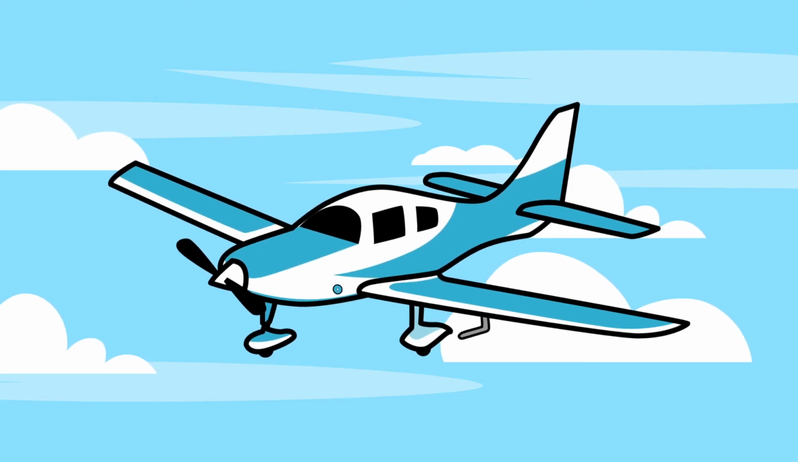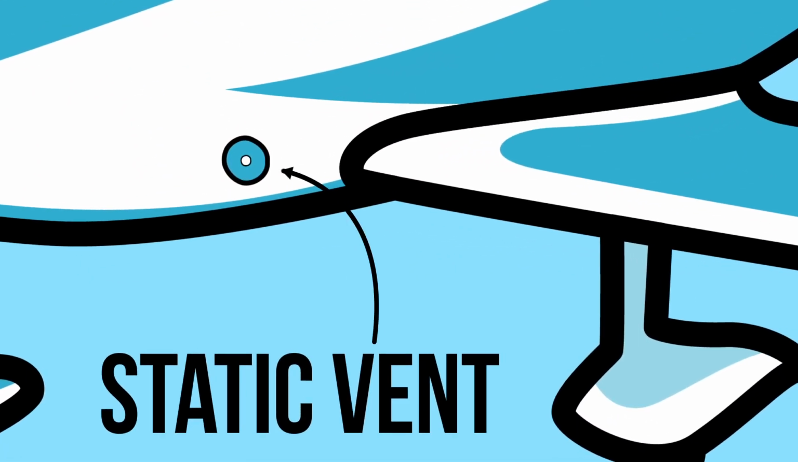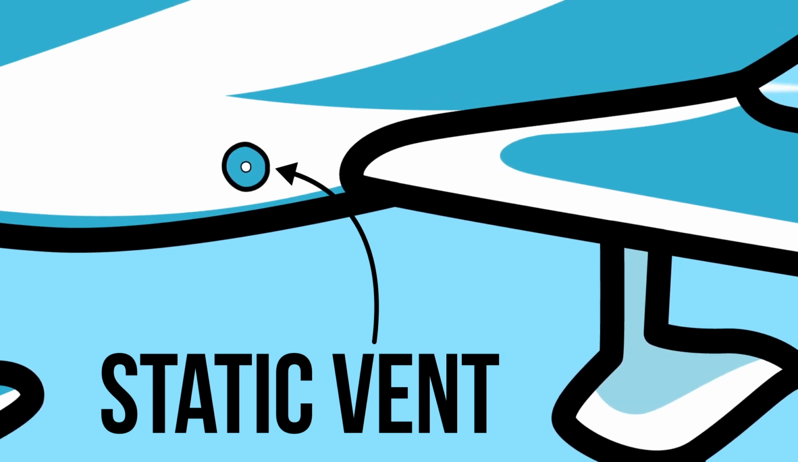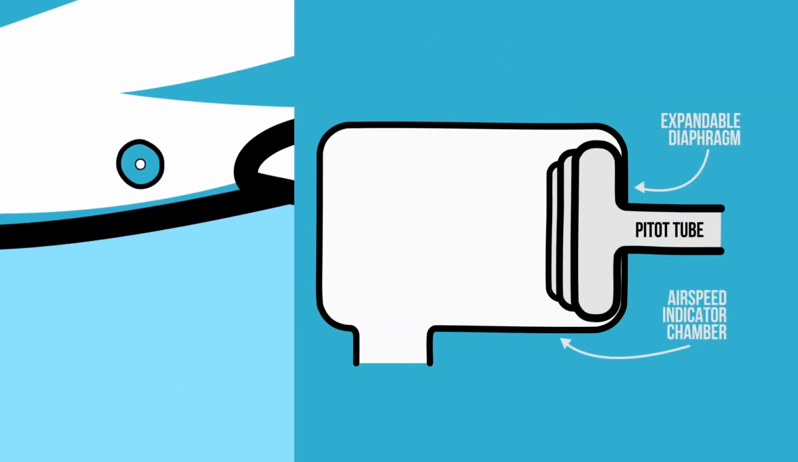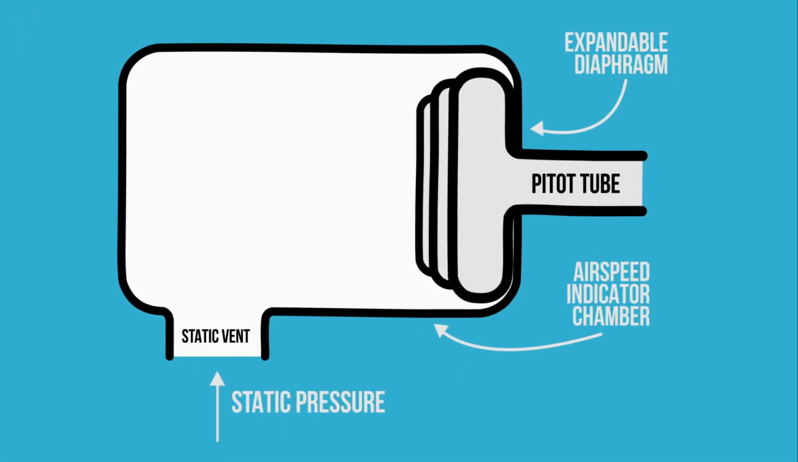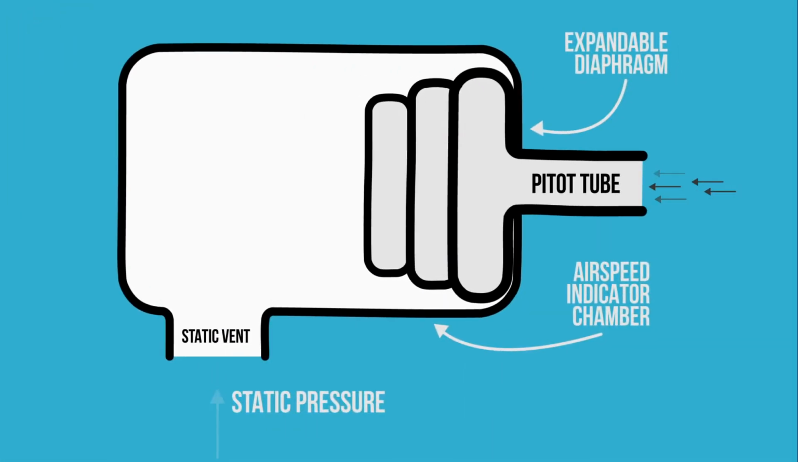Now, another vent runs into this chamber called the static vent. This is located somewhere on the airframe where the airflow is minimal, normally at 90 degrees to the direction of travel, and runs into the opposite side to the diaphragm. The static vent is not affected by the airflow and therefore measures the static pressure of the atmosphere. As the pressure increases in the pitot tube, the diaphragm expands due to the static pressure remaining constant.